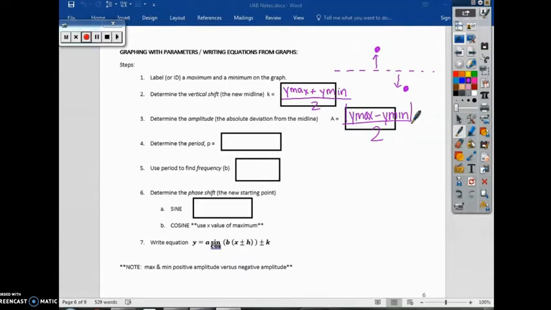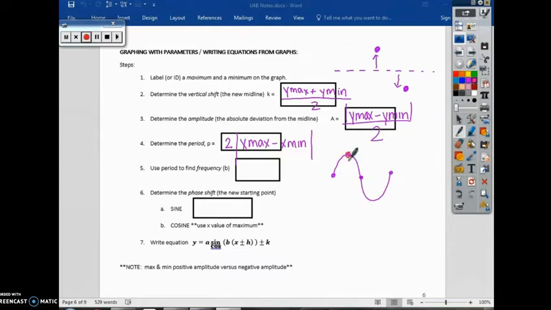Your next step is you want to determine the period. So when you're determining the period, you're going to take 2 times your x max value minus your x min value. If you think about it, say we have a sine graph, so we have something like this.